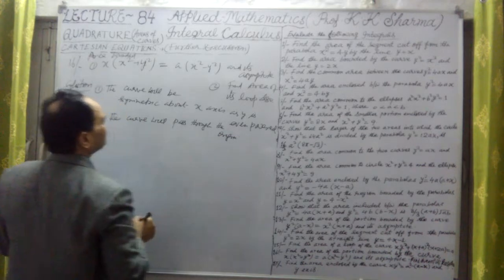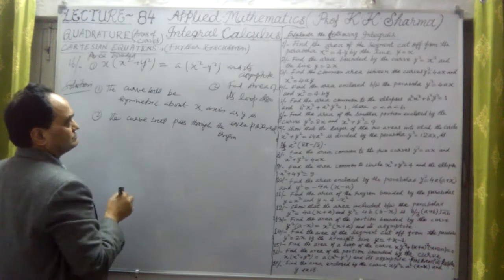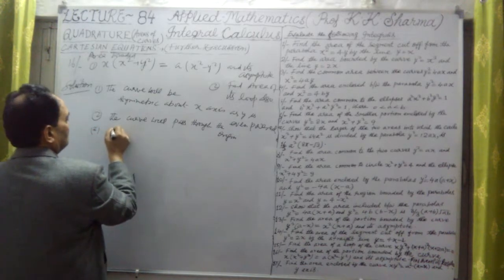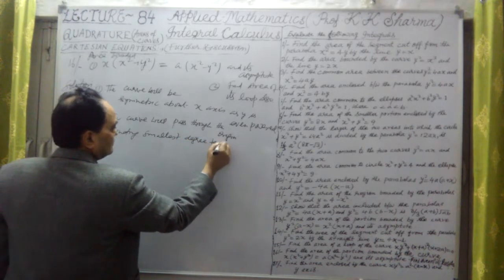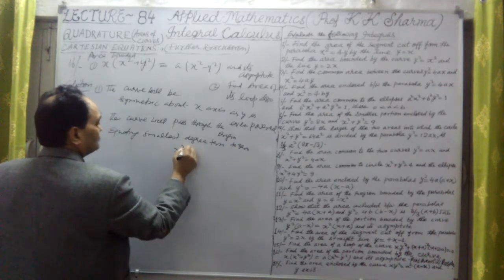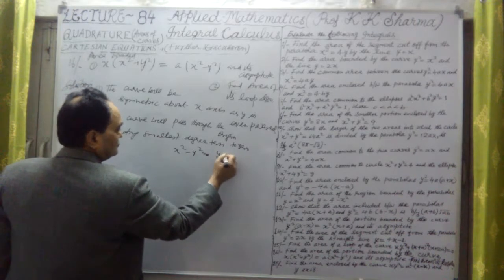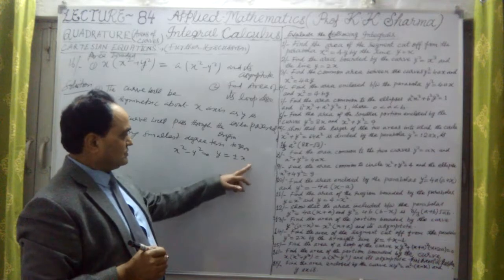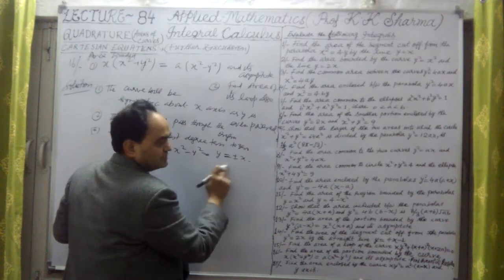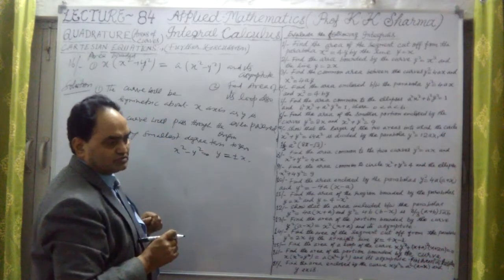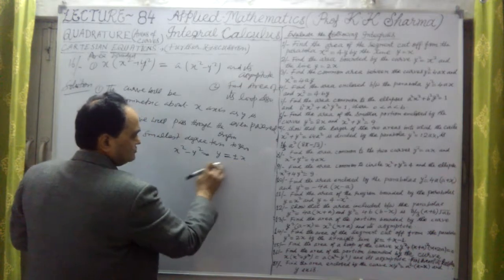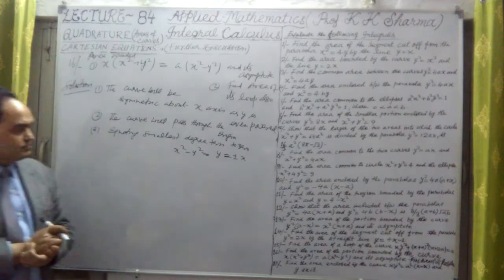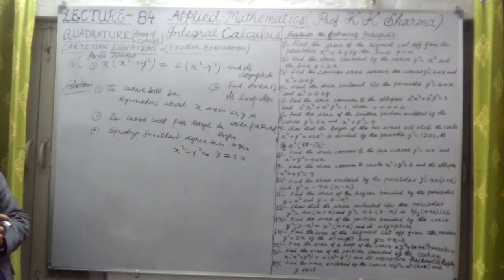If I equate the coefficient of the smallest degree term to 0, we get x square minus y square equal to 0, or y is equal to plus minus x. It means there are two distinct tangents here, y equal to x and y equal to minus x. That means there is a loop. The shape of the curve is just like a node, with a loop also.